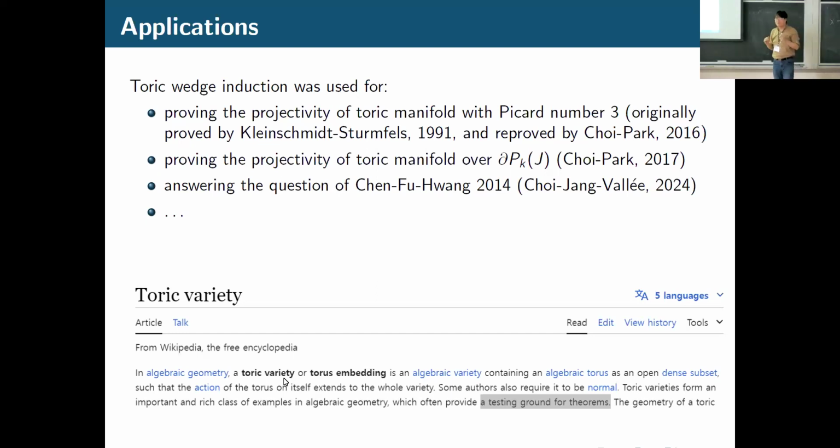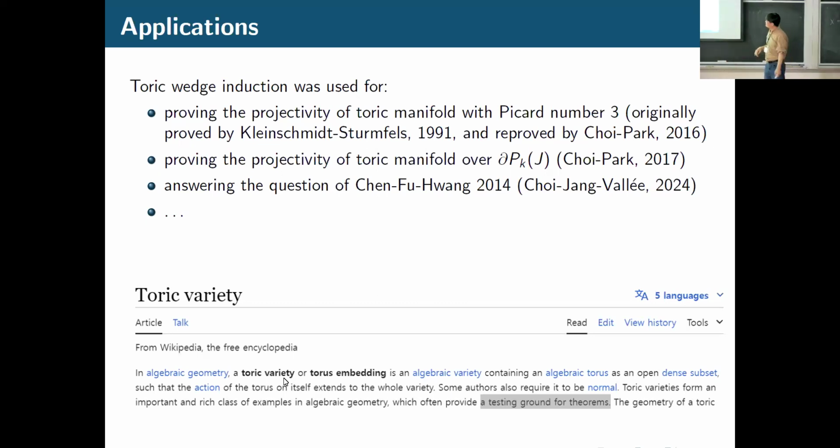Since we have the explicit classification and a very good methodology, the toric wedge induction, I think now I can say toric varieties can provide a testing ground for theorems. So if you have any problems, I can solve them. Please let me know. Only for Picard number 4.